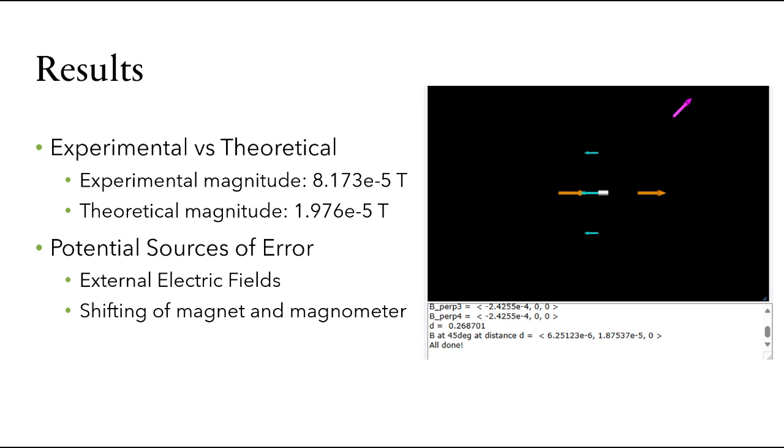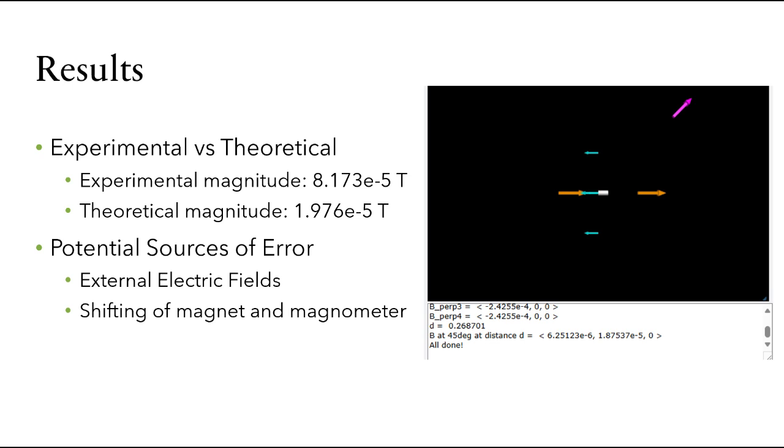Looking at our results, first off, our experimental versus our theoretical. Our experimental shows 8.173 e to the negative 5, and theoretical magnitude is 1.976 e to the negative 5. So we can see here clearly that our experimental magnitude is much greater than our theoretical magnitude. And the reason for this is that there may have been some potential sources of error, such as external electric fields, as well as shifting of the magnet or the magnetometer.